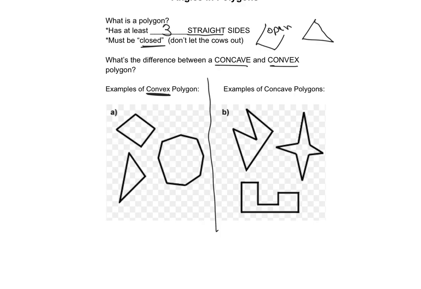Whereas if you look over here at concave, remember concave is like caving in, okay? So like this side right here on this polygon is caved in. This one has lots of places that are caved in. And this has this side here that's caved in. So when one of the sides is caved in, it looks like somebody maybe punched a side of it or something like that. That would be a concave polygon.